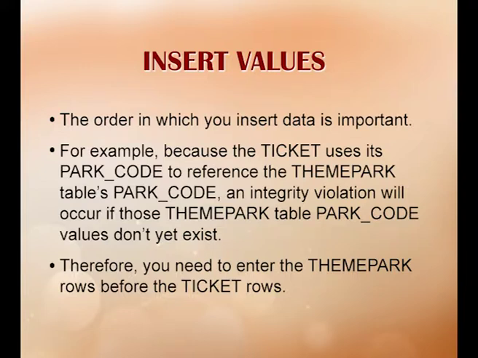There should be an order to be followed in order to insert the values into the tables, in the same way, in the same fashion that we had created the database. Therefore, you need to enter the theme park rows before the ticket rows. Why? Because the theme park code needs to be inserted first, otherwise we are using that theme park code in various tables. Until and unless we provide the value to the theme park code, we can't update the ticket and other tables.